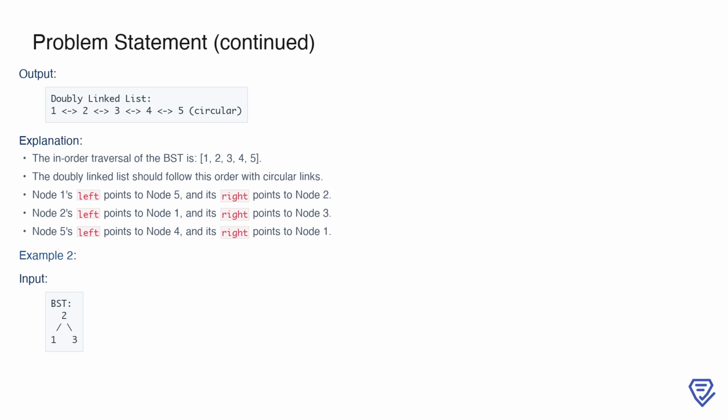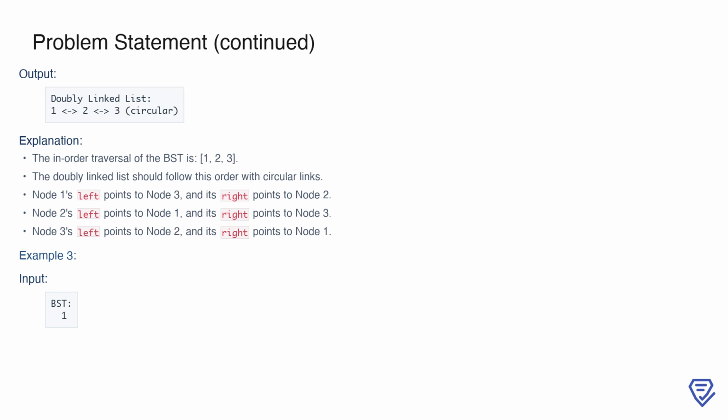In the doubly linked list, each node's left pointer connects to the previous node, and its right pointer connects to the next node. For instance, node 1's left points to node 5, and its right points to node 2. Similarly, node 5's right points back to node 1, forming the circular link.